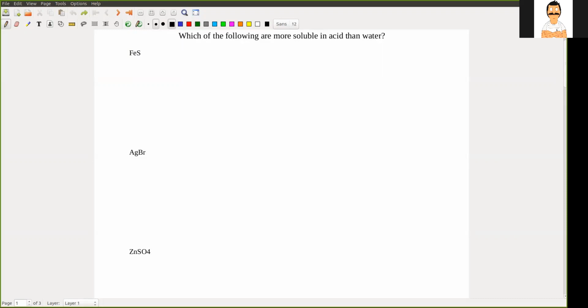So for our first species, we have iron 2 sulfide. The first thing you'll want to do in any of these cases is write out the dissolution reaction, the equilibrium reaction for its solubility. So it breaks down to Fe2+ plus S2-.